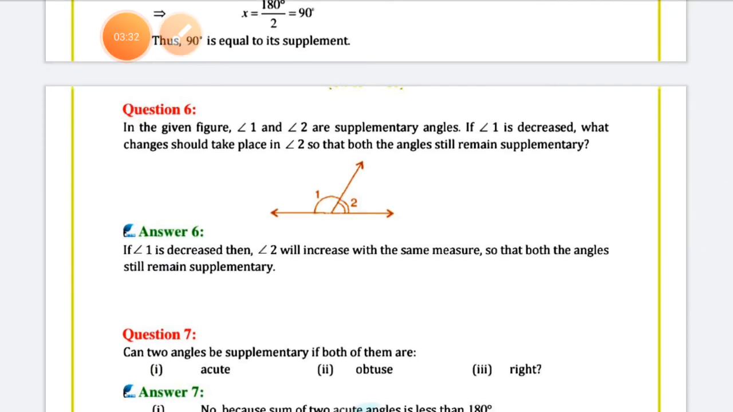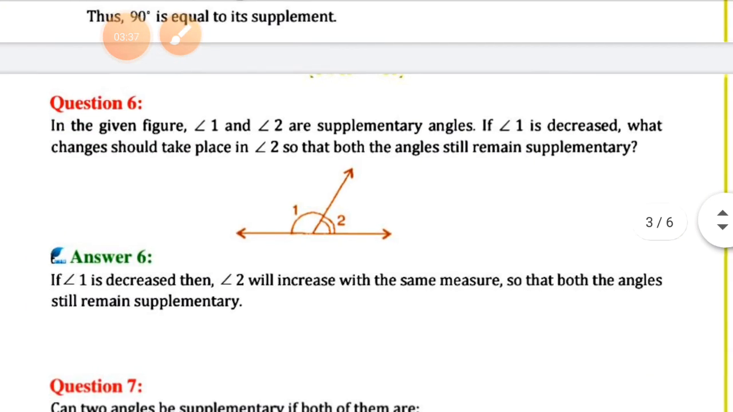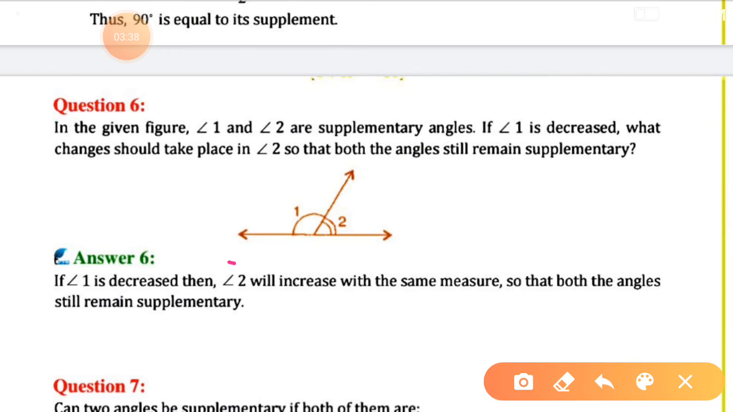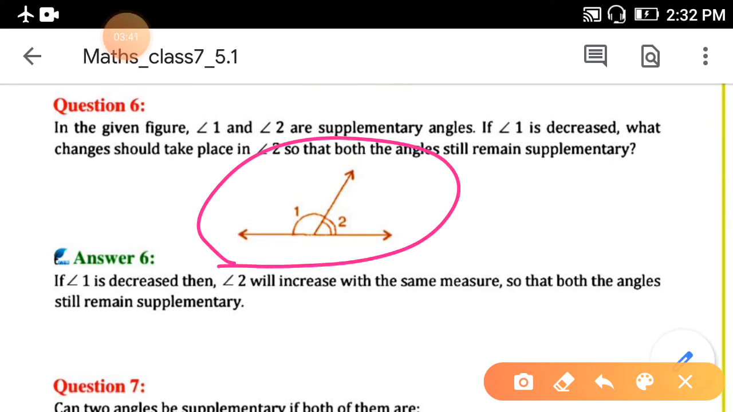Next, question 6. In the given figure, angle 1 and angle 2 are supplementary angles. Supplementary angles, again 180 degrees. You must remember complementary angles, then 90 degrees. Suddenly in your mind it should come that supplementary angles are 180 degrees, complementary angles are 90 degrees. So angle 1 and 2 both are supplementary angles, it means their sum is 180 degrees.